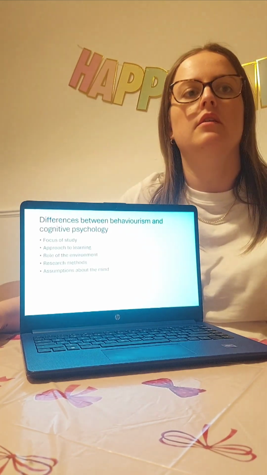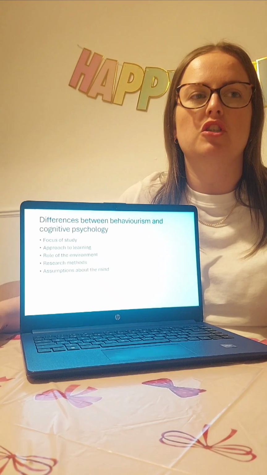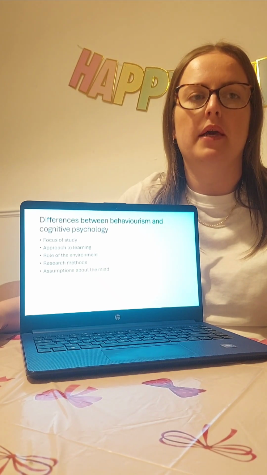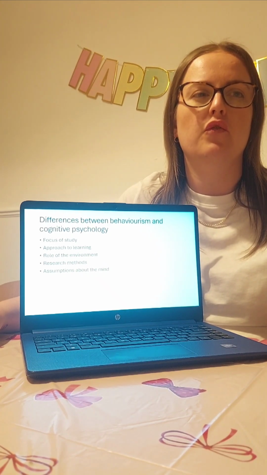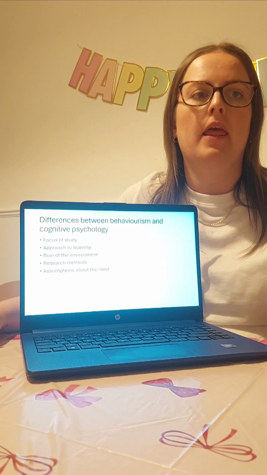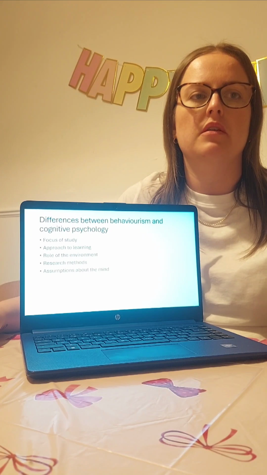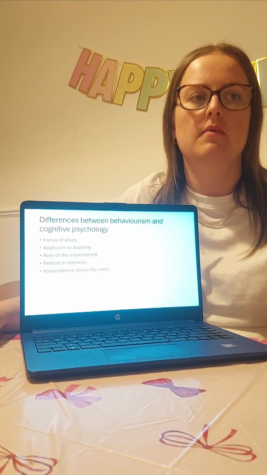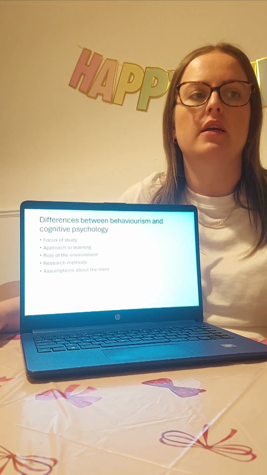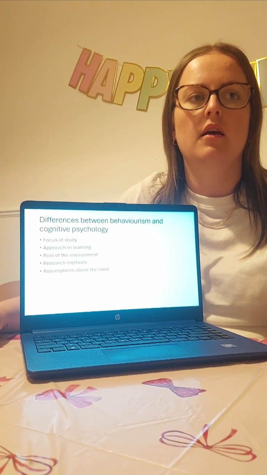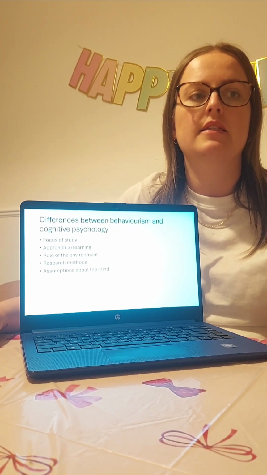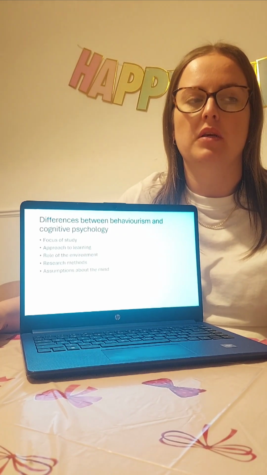Assumptions about the mind. Behaviourism tends to assume that animals and humans learn in similar ways, and focuses on external visible behaviours. Cognitive psychology assumes that humans have complex mental processes that go beyond simple stimulus-response mechanisms. Cognitive psychology views the mind as an information processor, likened to a computer that actively interprets and organises information.